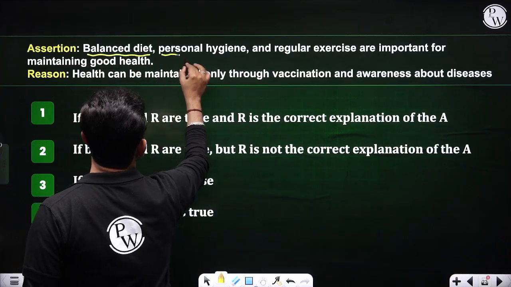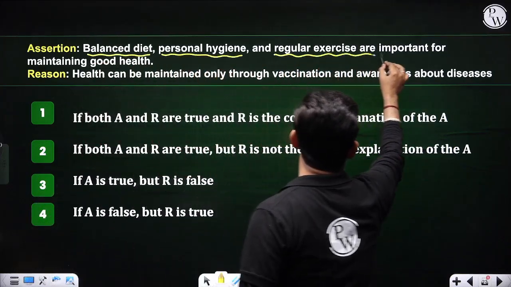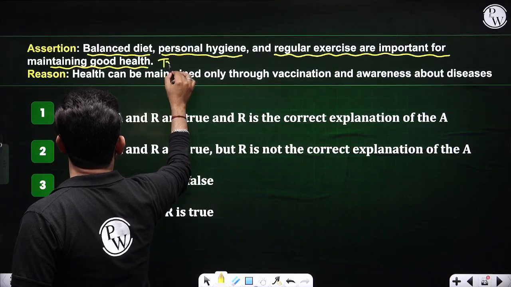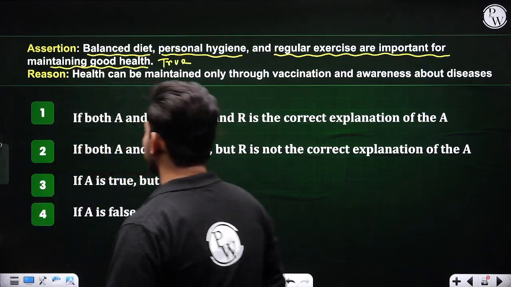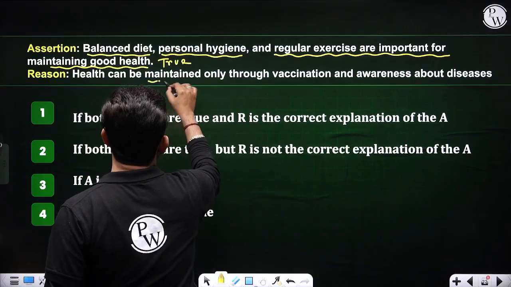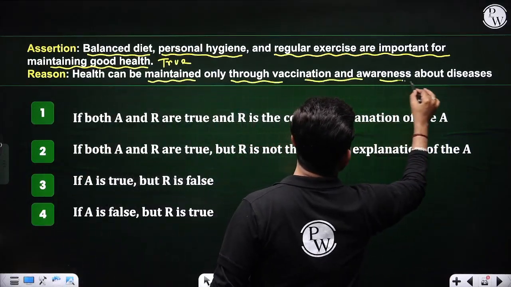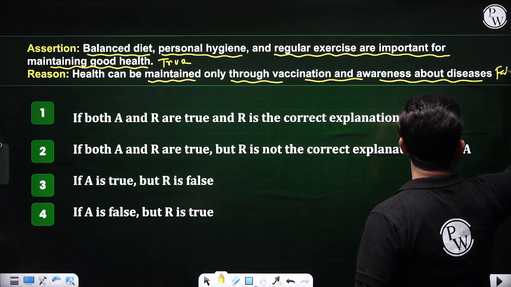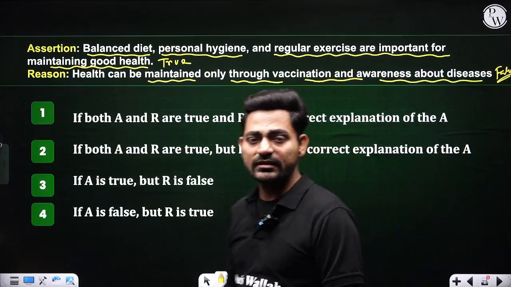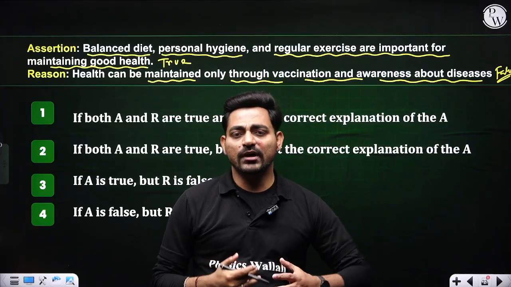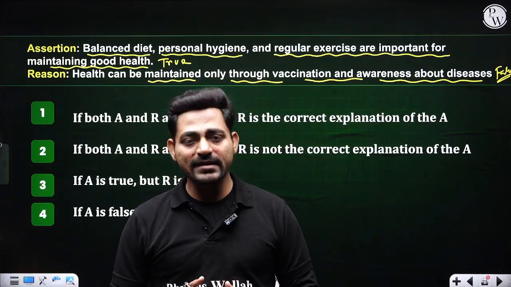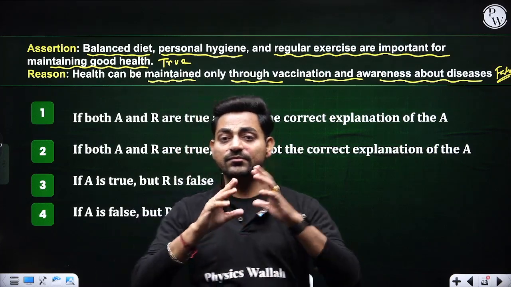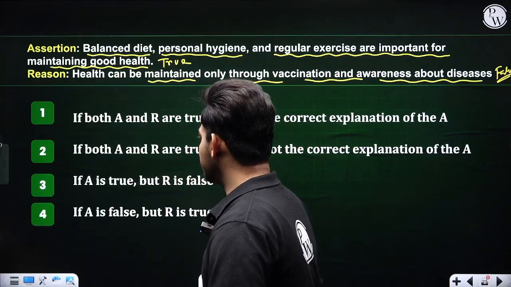Next, assertion and reason. Balanced diet, personal hygiene and regular exercise are important for maintaining good health. That is an absolutely true fact. Now the reason says health can be maintained only through vaccination and awareness about diseases. No, this is false. There are many ways you can maintain your health. You need to drink clean water, take proper meals, do proper exercise, maintain proper personal hygiene, and maintain proper social hygiene, right?